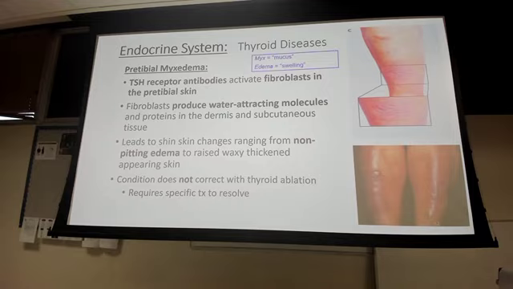So, pretibial myxedema. Look at that top purple box. Myx means mucus, and edema obviously means swelling. I'll explain what I mean in a second. There are fibroblasts everywhere, but the fibroblasts that are in our shins, or near our shins, also have TSH receptors. So whenever those antibodies stimulate them, they start causing changes, specifically at the shin skin. They're making these water-attracting molecules. They're also making other proteins in the dermis and the subcutaneous tissue.